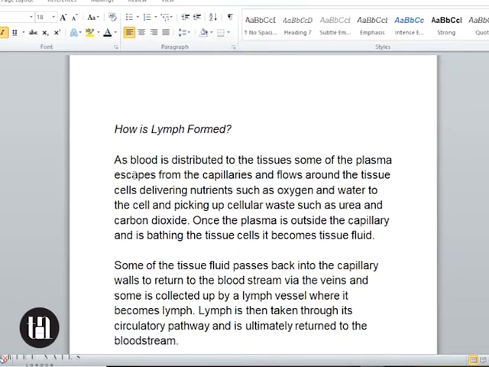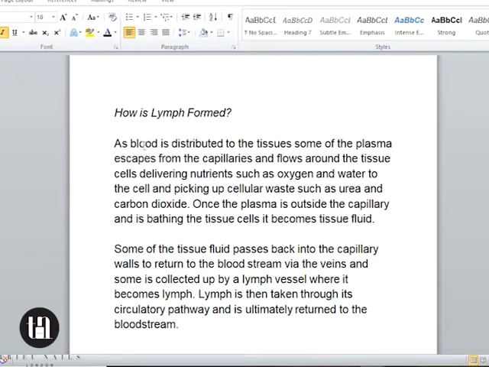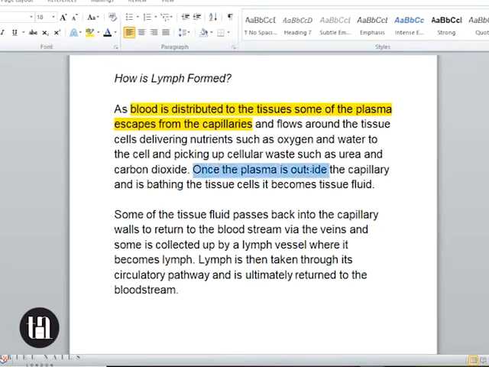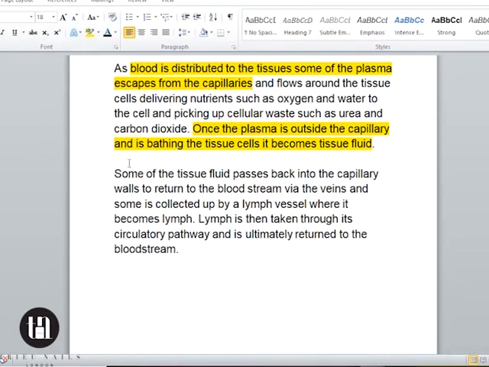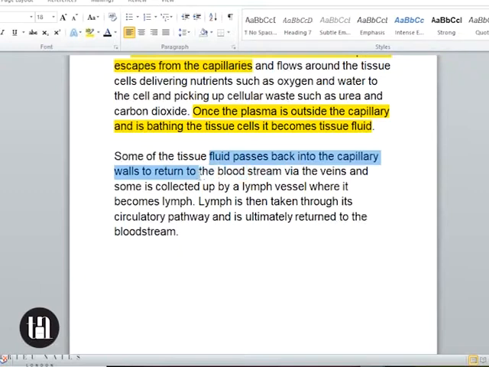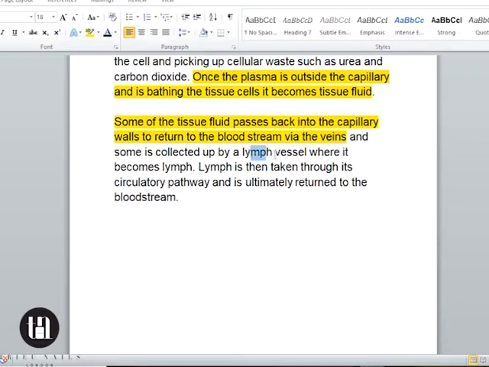Okay, so now how is lymph formed? As blood is distributed to tissue, some of the plasma escapes through the capillaries and flows around the tissue cells, delivering nutrients such as oxygen and water to the cell. Once the plasma is outside the capillary and is bathing the tissue cells, it becomes tissue fluid. Some of the tissue fluid passes back into the capillary walls to return to the blood via the veins. And then some is collected by the lymph vessel where it becomes lymph. The lymph is then taken through the circulatory pathway and is ultimately returned to the bloodstream.